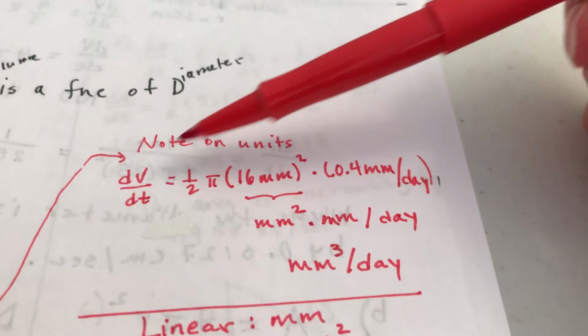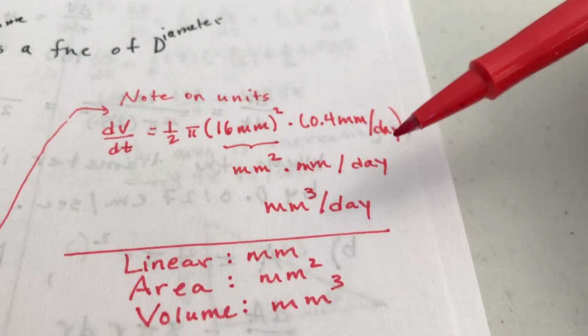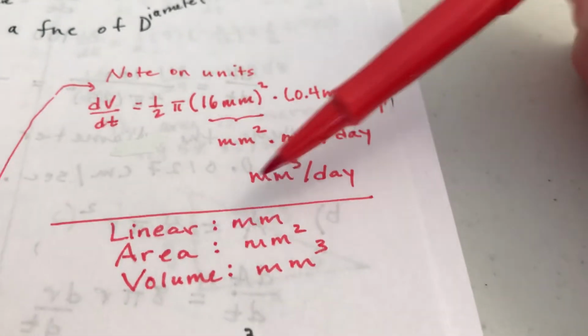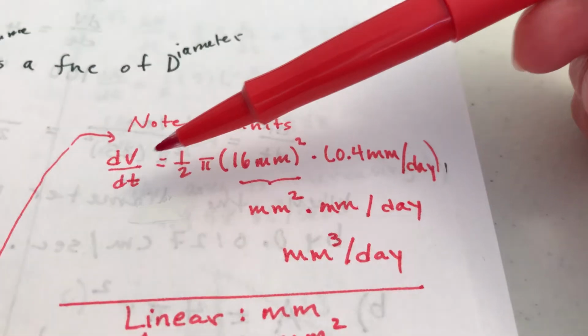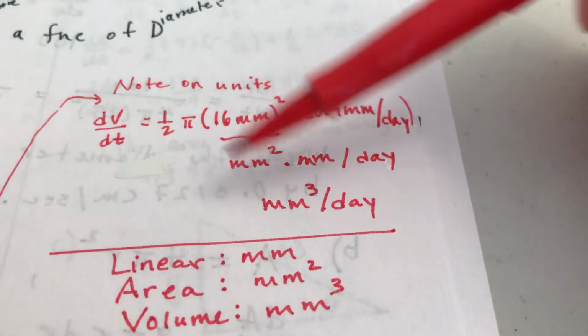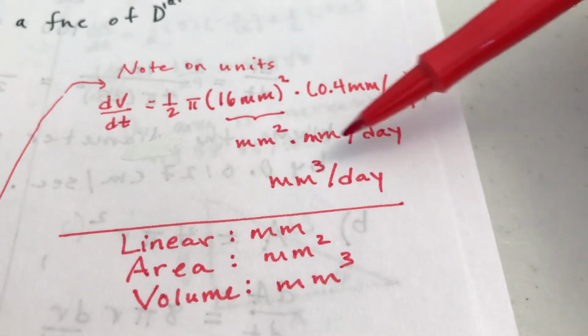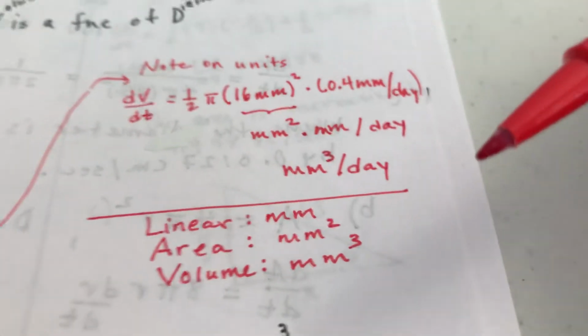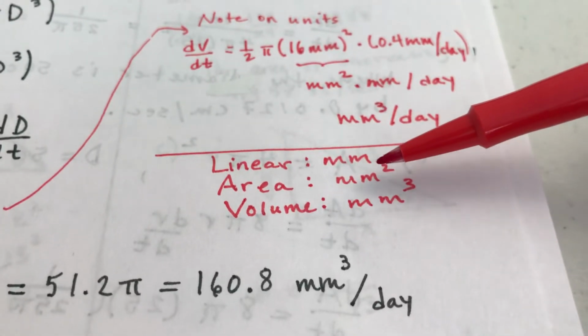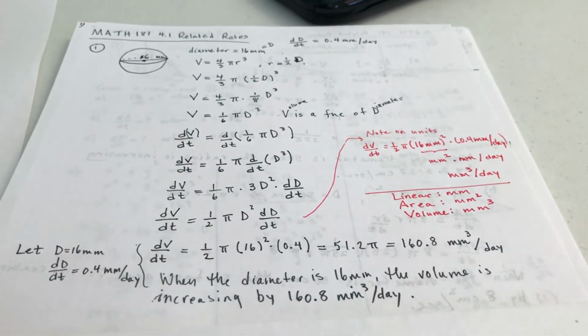Now I do have a note up here, a note on units. Sometimes in some classes they have you put the units into the equation. I usually don't, and I just give the units at the end. But when we substitute in 16 millimeters squared times 0.4 millimeters per day and look at the units, you get millimeters squared times millimeters per day, and if I multiply that, I get cubic millimeters per day. Note that a linear measurement is in millimeters, an area is in square units, and a volume is in cubic units. That is our first problem. I'll come back and do problem 2.